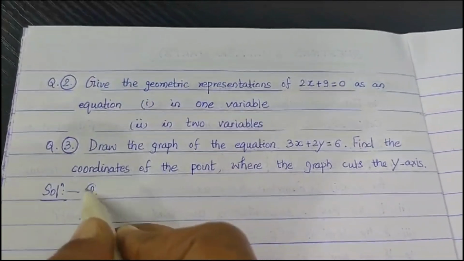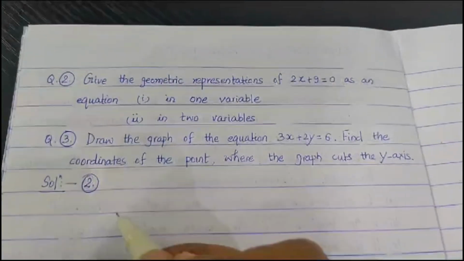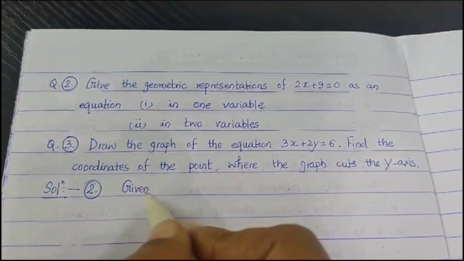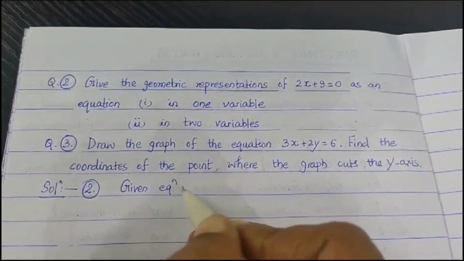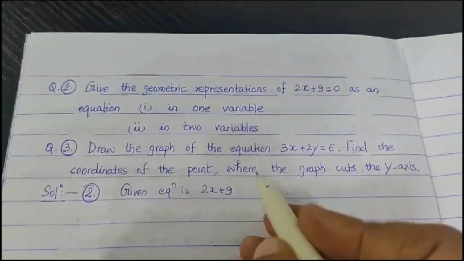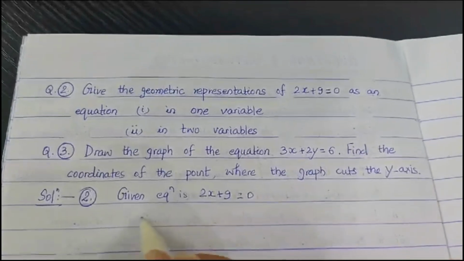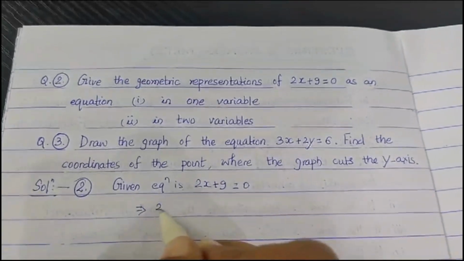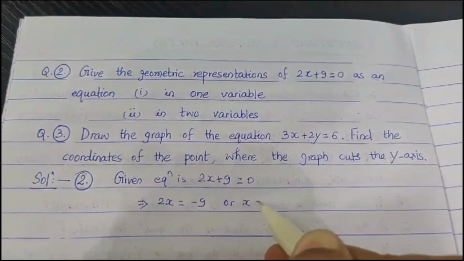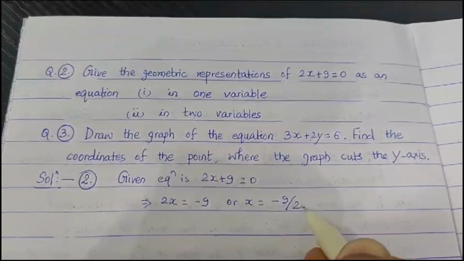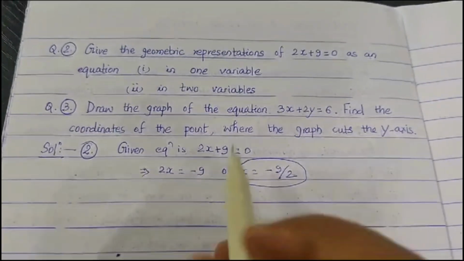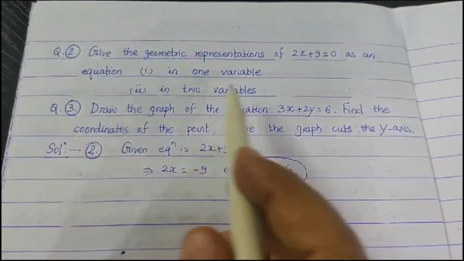Question 2. So the given equation is 2x plus 9 equal to 0, which is an equation in one variable. So we can calculate 2x equal to minus 9, or x is equal to minus 9 by 2. Okay. So the first question is to give the geometric representation in one variable.